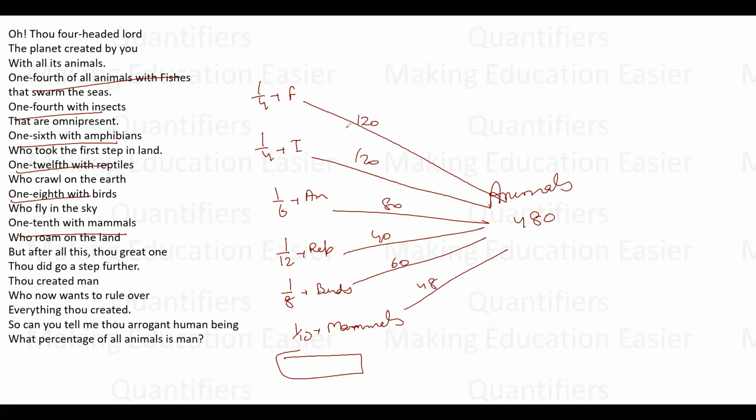So what is the total number? 240, 320, 360, 420, 468. So these 468 are all these animals and insects, whatever. So the remaining is men. What is the remaining number? There are 12 men for every 480 animals. So basically 1 by 40, or I can say 2.5%. So 2.5% is the required answer.